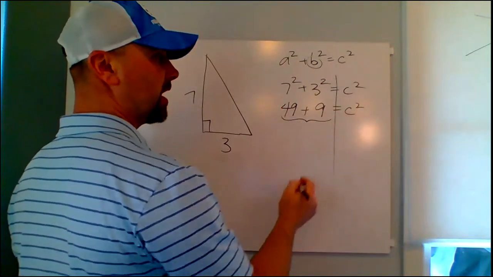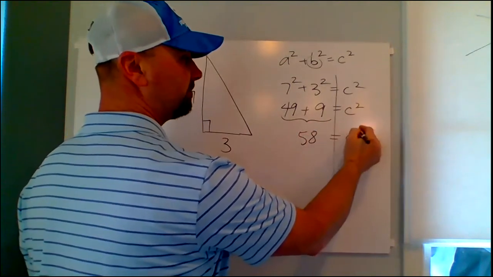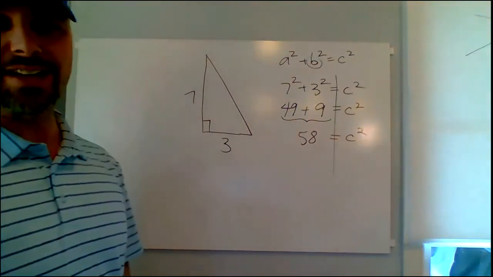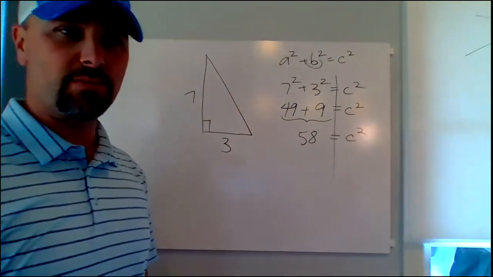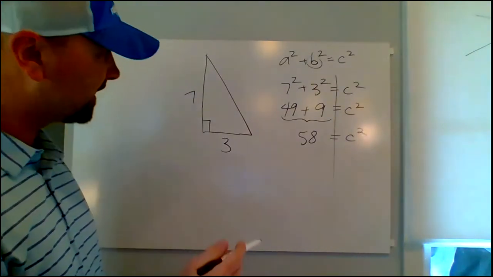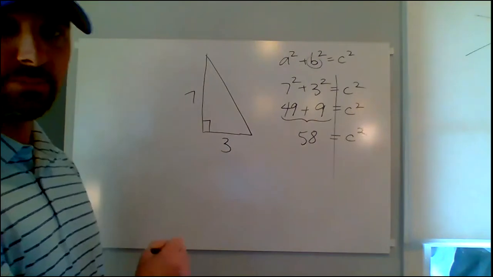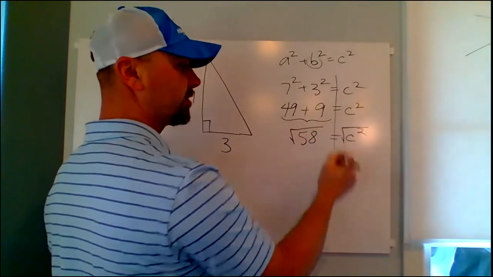We're going to go ahead and combine our numbers. 49 plus 9 is 58. Remember that equals c squared. This is not c, it's c squared. Our answer can't be 10 or higher; it must be less than 10, since that's what these add up to. So the last step is always square root.